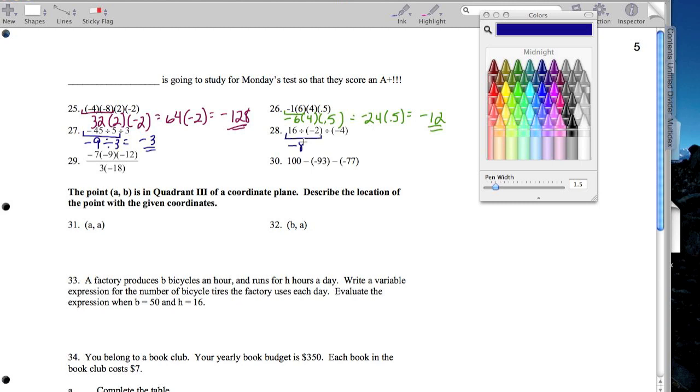28. 16 divided by negative 2 is negative 8. Negative 8 divided by negative 4 is positive 2. Number 29, just the numerator first. Let's just do that. Negative 7 times negative 9 is positive 63.